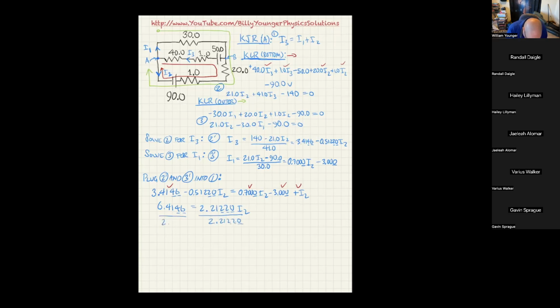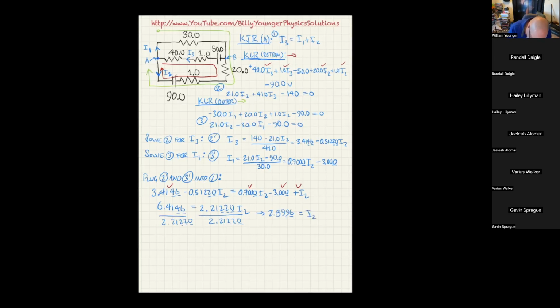Okay, so now all I got to do is divide both sides by 2.21220. So the left-hand side, you got 3 sig figs divided by 3 sig figs. That gives me 6.4146 divided by 2.2122. That gives me 2.8996. And that's supposed to be 3 sig figs, so that 9 and 6 is extra. And then on the right-hand side, I just have I2.